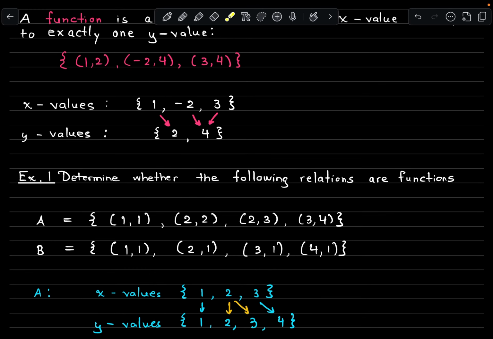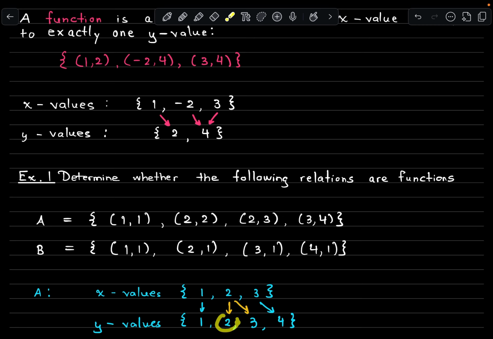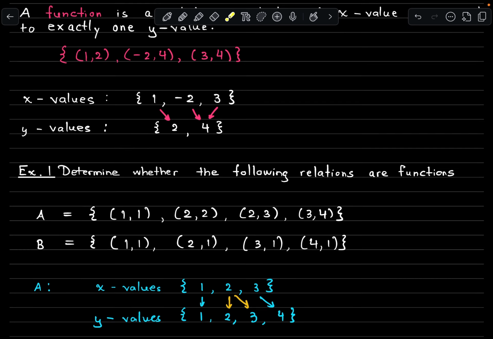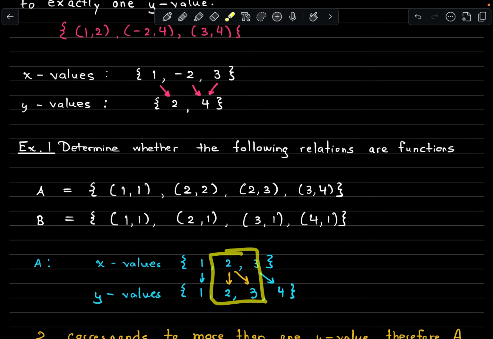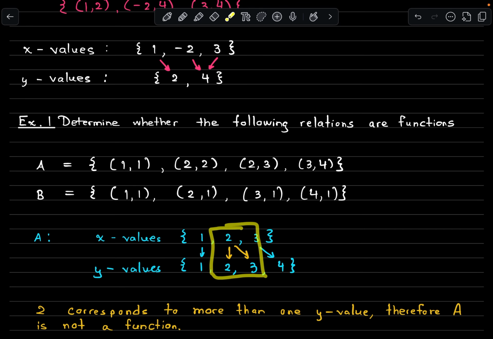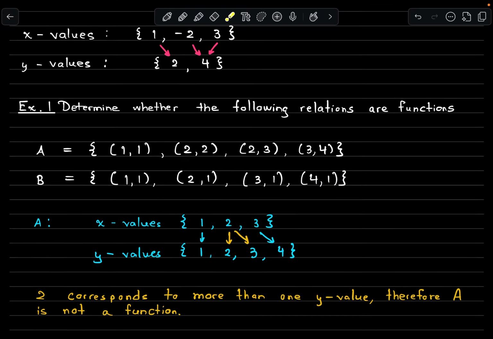So if we do our mapping, we can see that in A, the x values, well, 1 is going to 1, but 2 is going to 2 different places. It's going to the y values of 2 and 3. And 3 is only going to 4. But this right here, this is a problem, right? So 2 is corresponding to more than one y value at once. Therefore, this is not a function. It's just a relation.